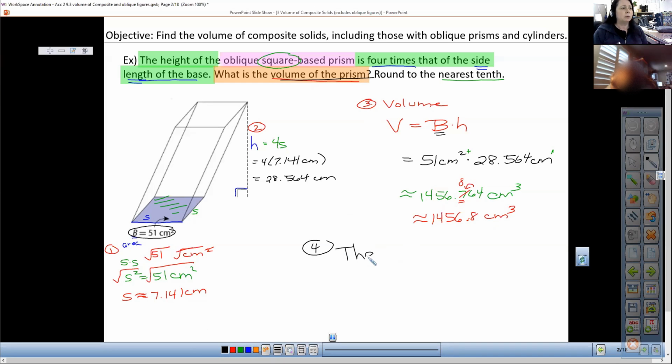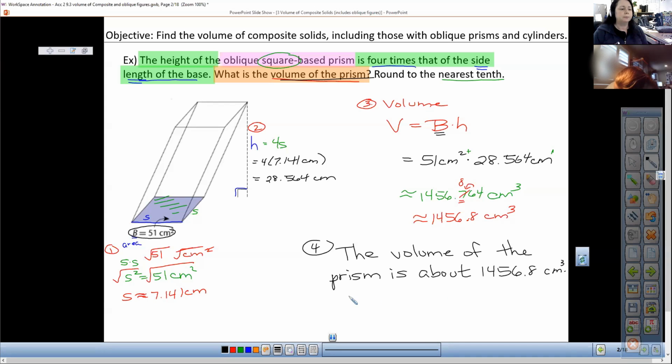And now I can write my conclusion. The volume of the prism, and you can say oblique prism. That might be even better, but it just said prism here, so that's apparently okay too, is about, because we're dealing with an approximation, 1,456.8 cubic centimeters to finish up the problem.